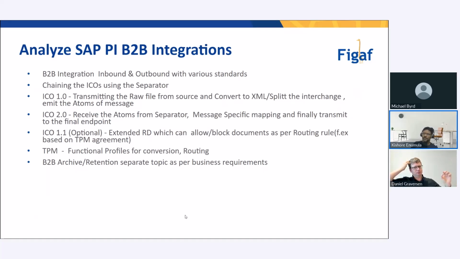The second ICO catches those atoms, does the message-specific mapping, and finally transmits to the endpoint. Optionally, some companies may also want to control what documents they want to get in. That is either controlled by a TPM agreement or some routing rules, whatever is possible. We also have functional profiles where customers have done some conversions and routing options. On archiving, I'm not going to talk because that's a separate requirement altogether as per the business requirement.